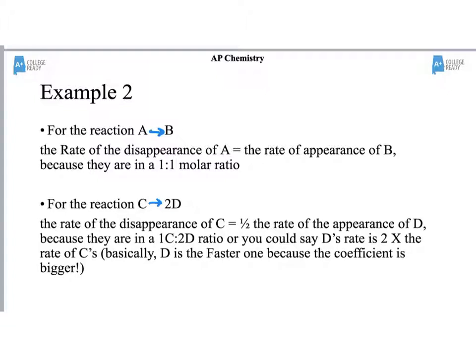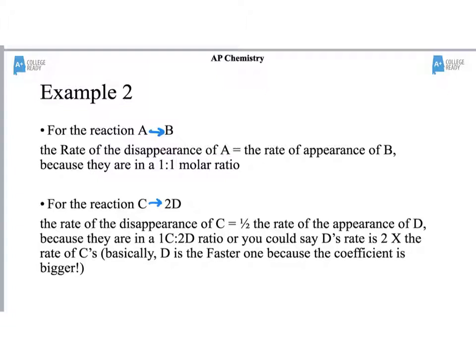So which one's faster? C or D? For every one C, I get 2D. So aren't I making D twice as fast as I'm using C? So what can I say about the disappearance of C? Well, isn't it half the rate of the appearance of D? Because they're in a 1-to-2 ratio. Or you could say D's rate is twice as fast as C.